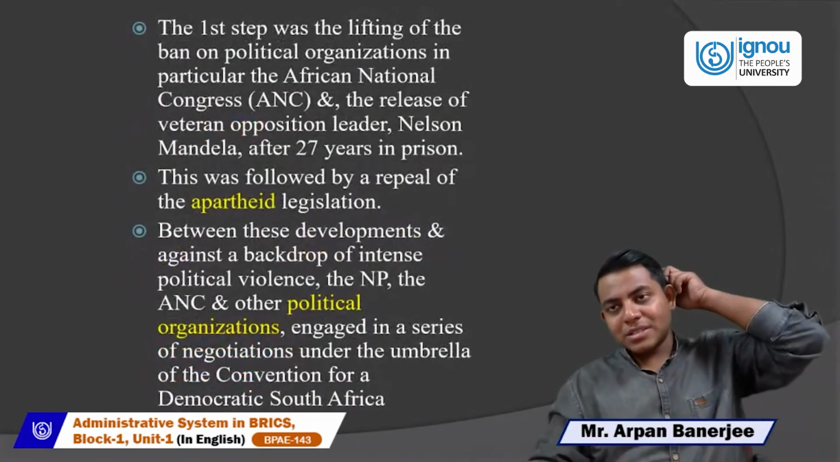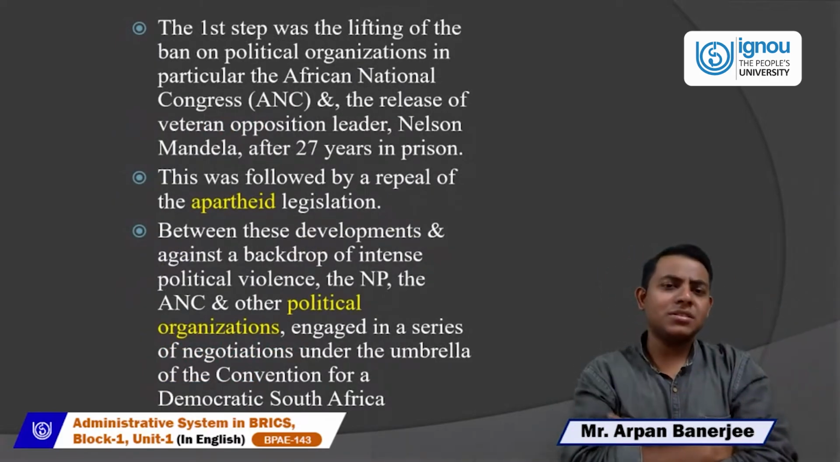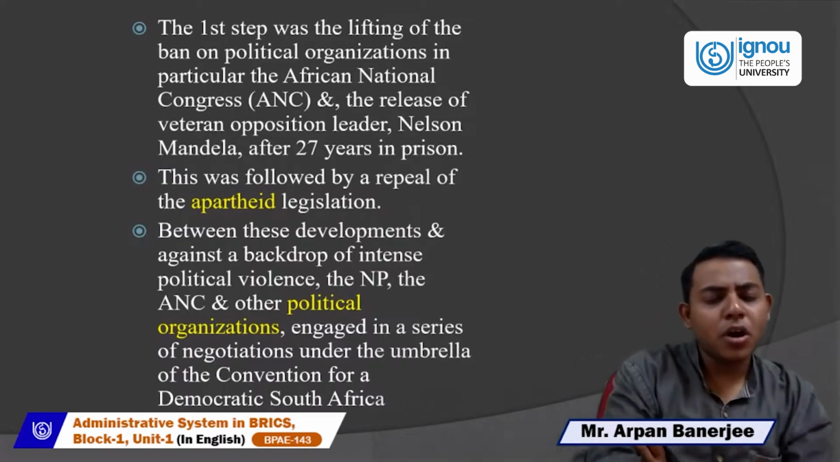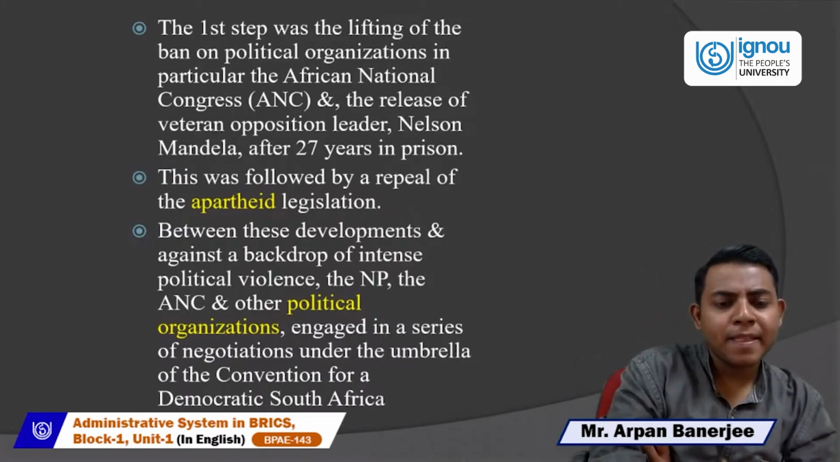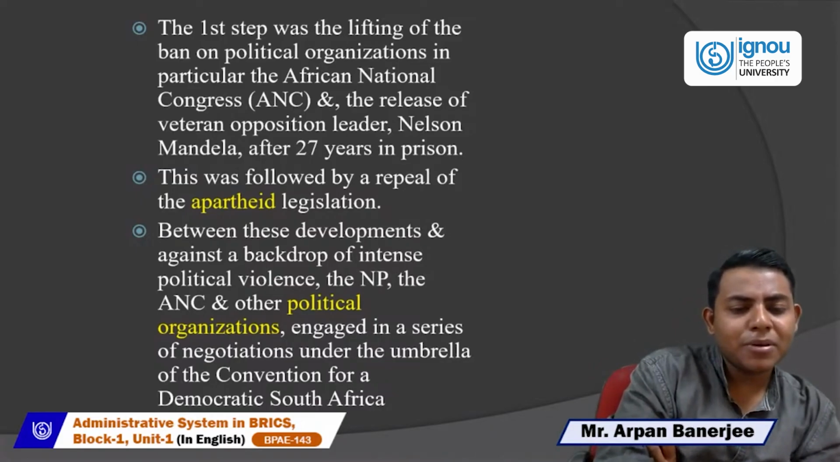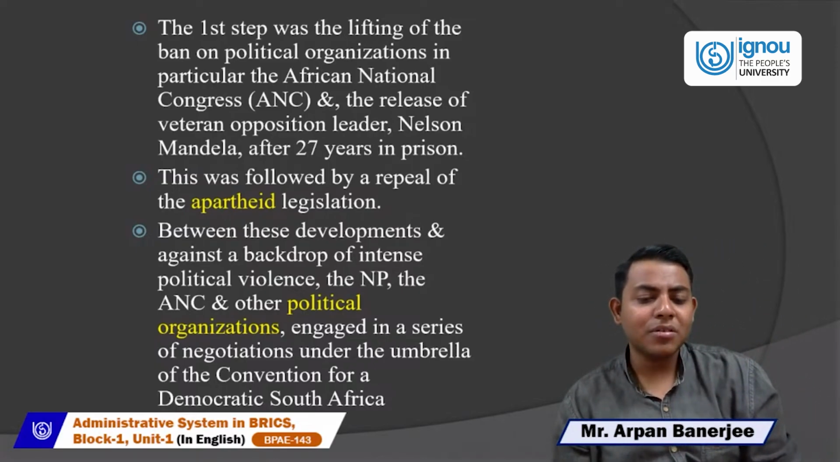The first step towards dismantling the system of apartheid was the lifting of the ban on political organizations, in particular the African National Congress, and also the release of the veteran opposition leader Nelson Mandela after 27 years in Robben Island prison. This was followed by repeal of the apartheid legislation. Between these developments and against the backdrop of intense political violence, the National Party, the African National Congress, and other political organizations engaged in a series of negotiations under the umbrella of the Convention for a Democratic South Africa, or CODESA.